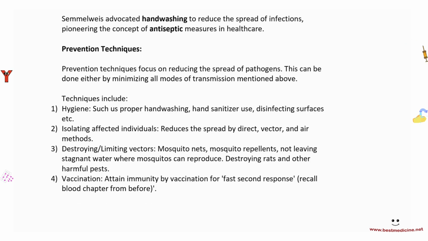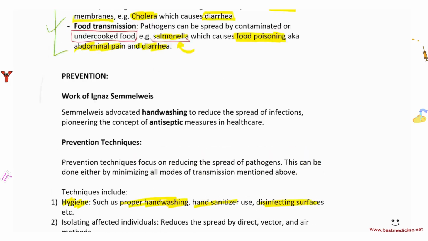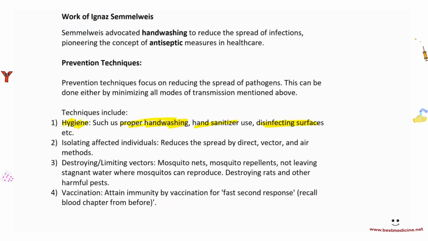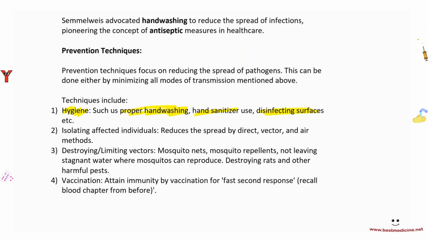Okay, now prevention techniques. Prevention techniques focus on reducing the spread of infections, and there are different techniques. For example, good hygiene: proper hand washing, hand sanitizer use, disinfecting surfaces. Direct contact transmission would be reduced by good hygiene. Second, isolating affected individuals. If you isolate affected individuals, this would reduce the spread by direct as well as vector and airborne transmission.